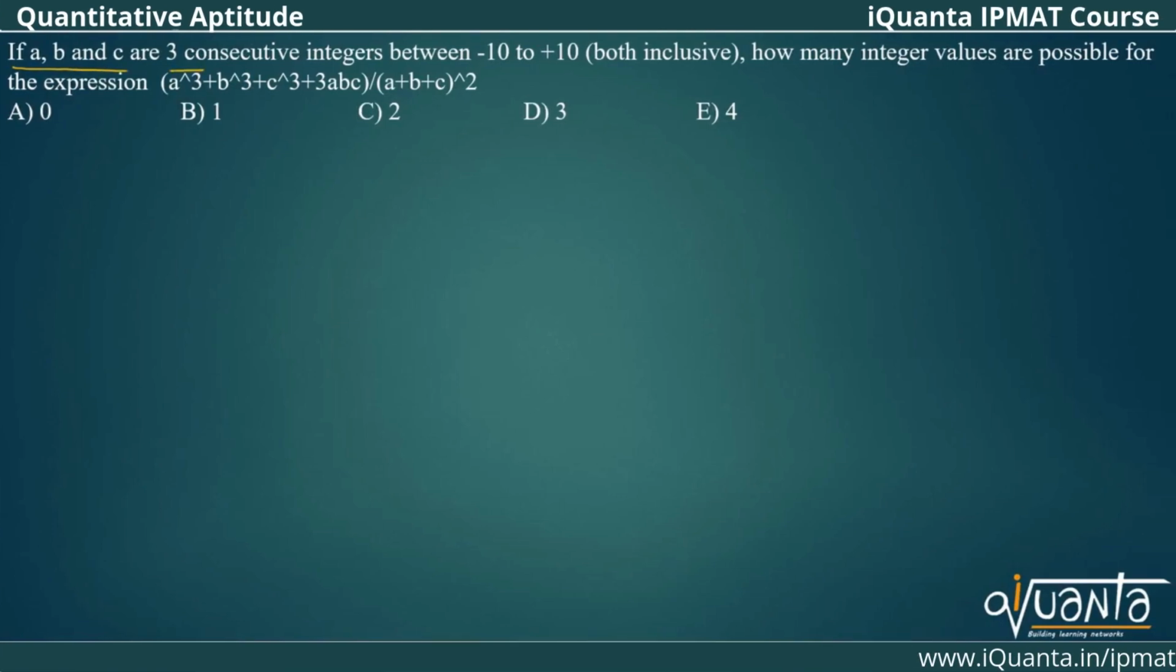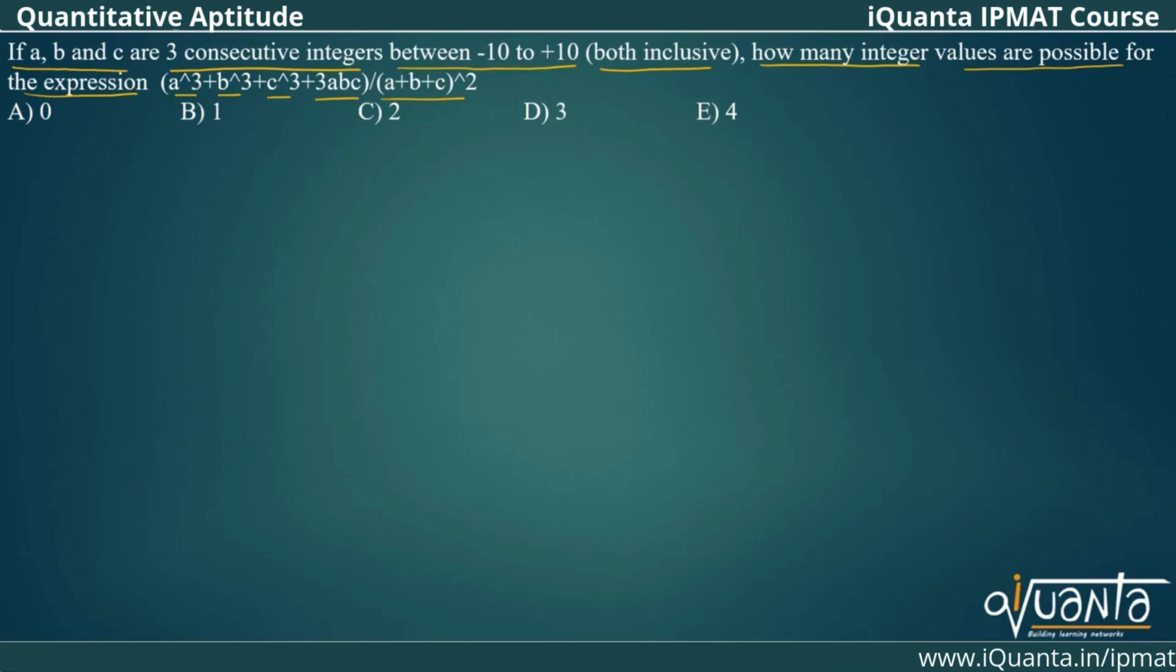If a, b, c are three consecutive integers between -10 to +10, both inclusive, how many integer values are possible for the expression (a cube plus b cube plus c cube plus 3abc) upon (a plus b plus c) whole square? So a, b, c are three consecutive integers between -10 to +10. Many students will directly go with the hit and trial method over here, but after a few hit and trials you will come to know that you've wasted a lot of time.